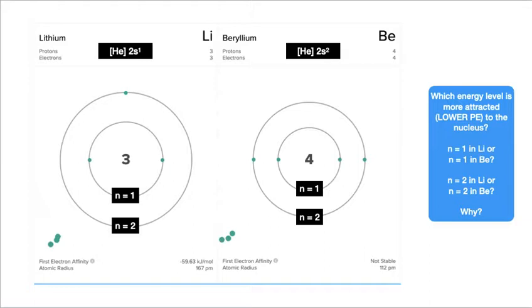Thus, we can now ask which energy level is more attractive, that is, has lower potential energy than the other, the first energy level in lithium or the first energy level in beryllium. It is clear that since the first energy level in beryllium is brought closer to the nucleus, it definitely has a greater attraction and thus lower potential energy for those electrons.